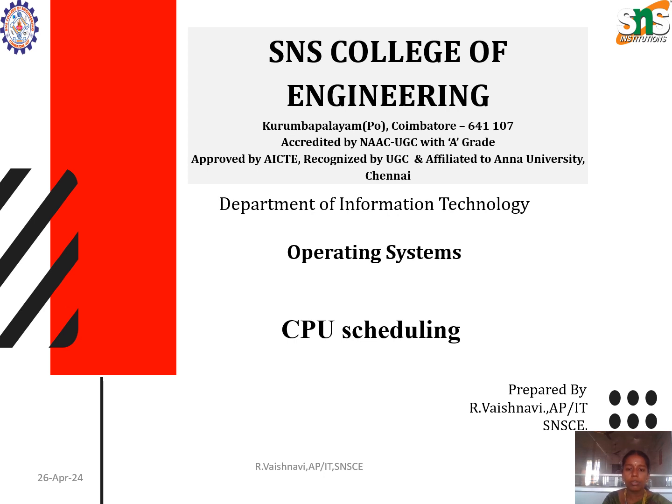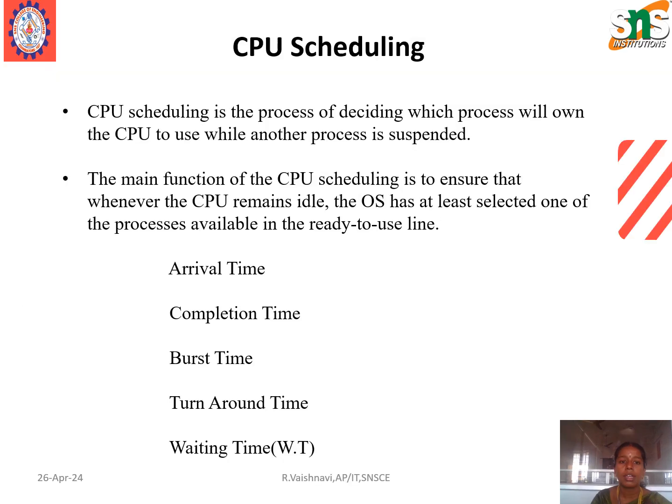Now we are going to see about CPU scheduling in operating systems. CPU scheduling is the process of deciding which process will own the CPU to use while another process is suspended. The main function of CPU scheduling is to ensure that whenever the CPU remains idle, the OS has at least selected one of the processes available in the ready queue.